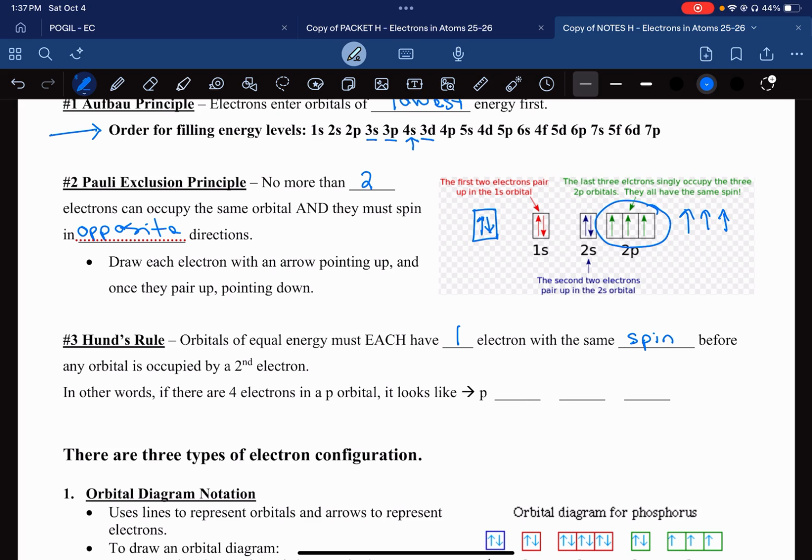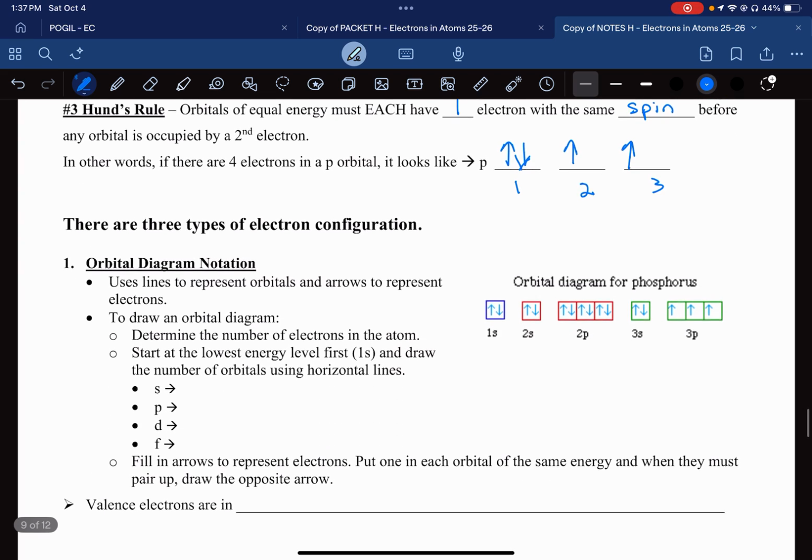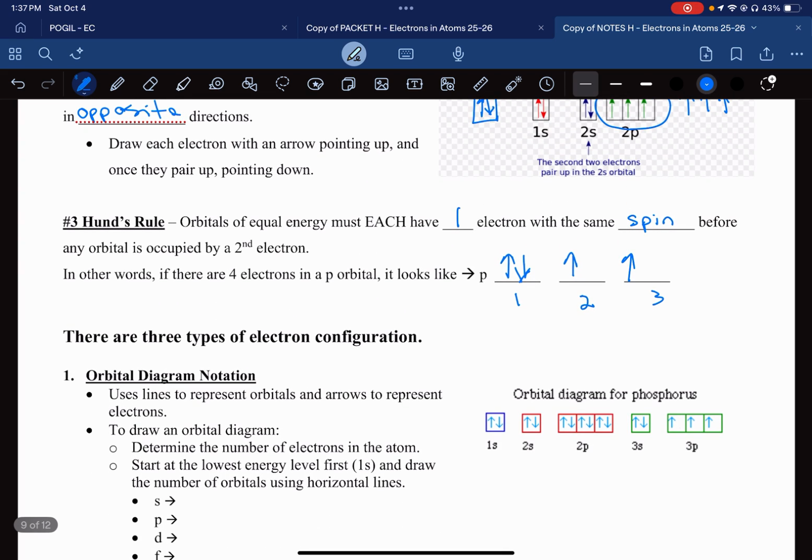Okay, so here's an example. If we have four electrons in that p orbital, this would be like our first box, second box, third box. We would have to fill one up, another up, before we could fill one down. So if you have not heard about this before, then definitely go watch the video where we do the boarding house analogy because you will definitely get it from there. Okay, so let's talk about the different ways that we can notate electron configuration.